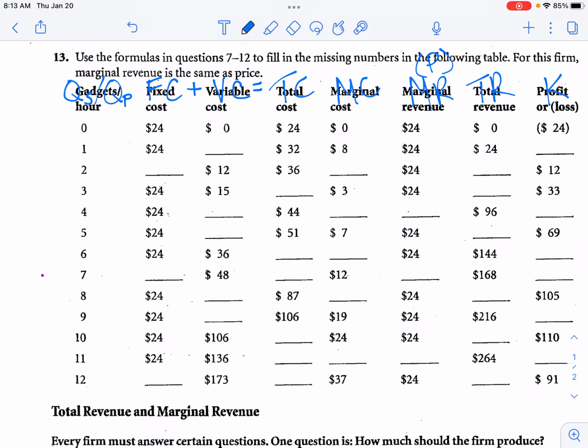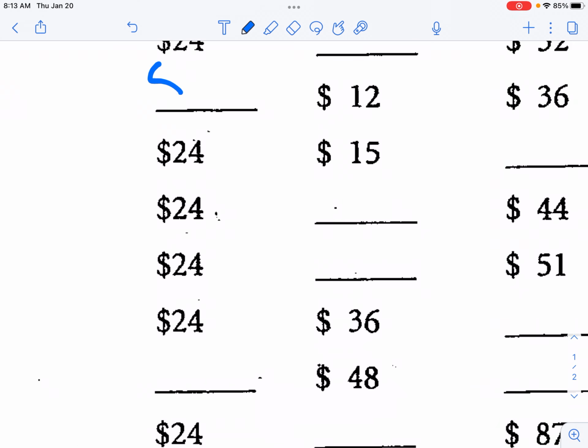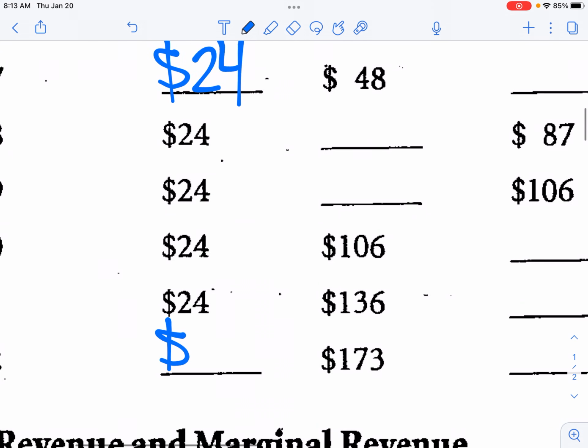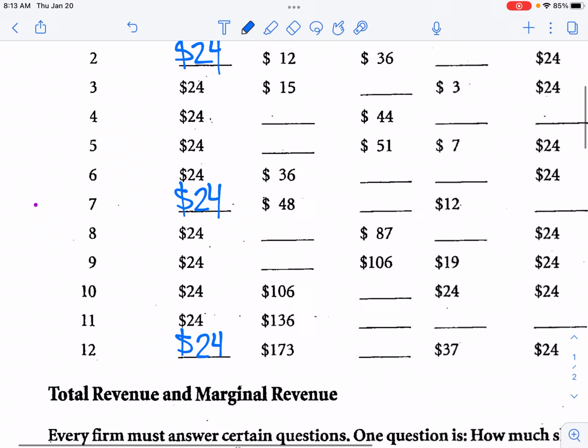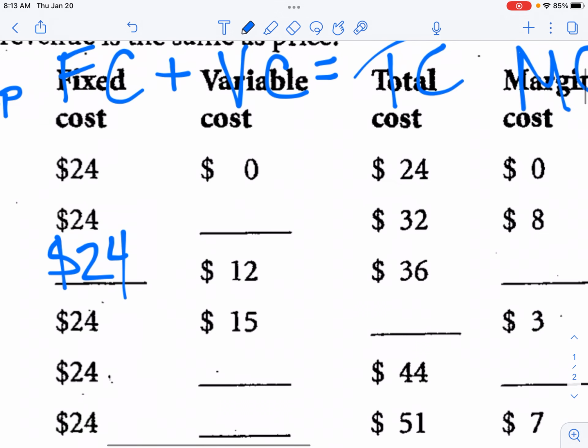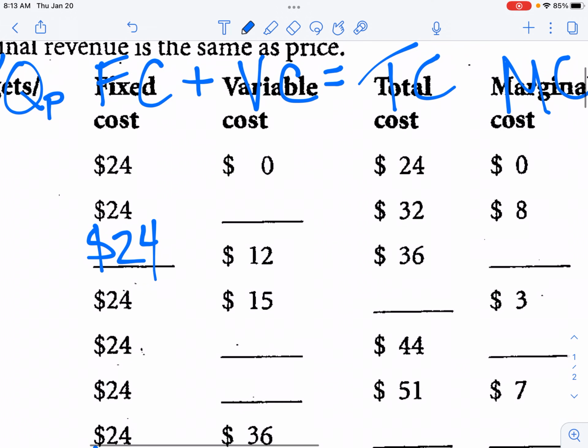Recall that fixed costs don't change. So these will be $24 all the way across, no matter how many gadgets we're making or not making. Okay, then what we can do is we can start zeroing in row by row, looking at fixed cost plus variable cost equals total cost.